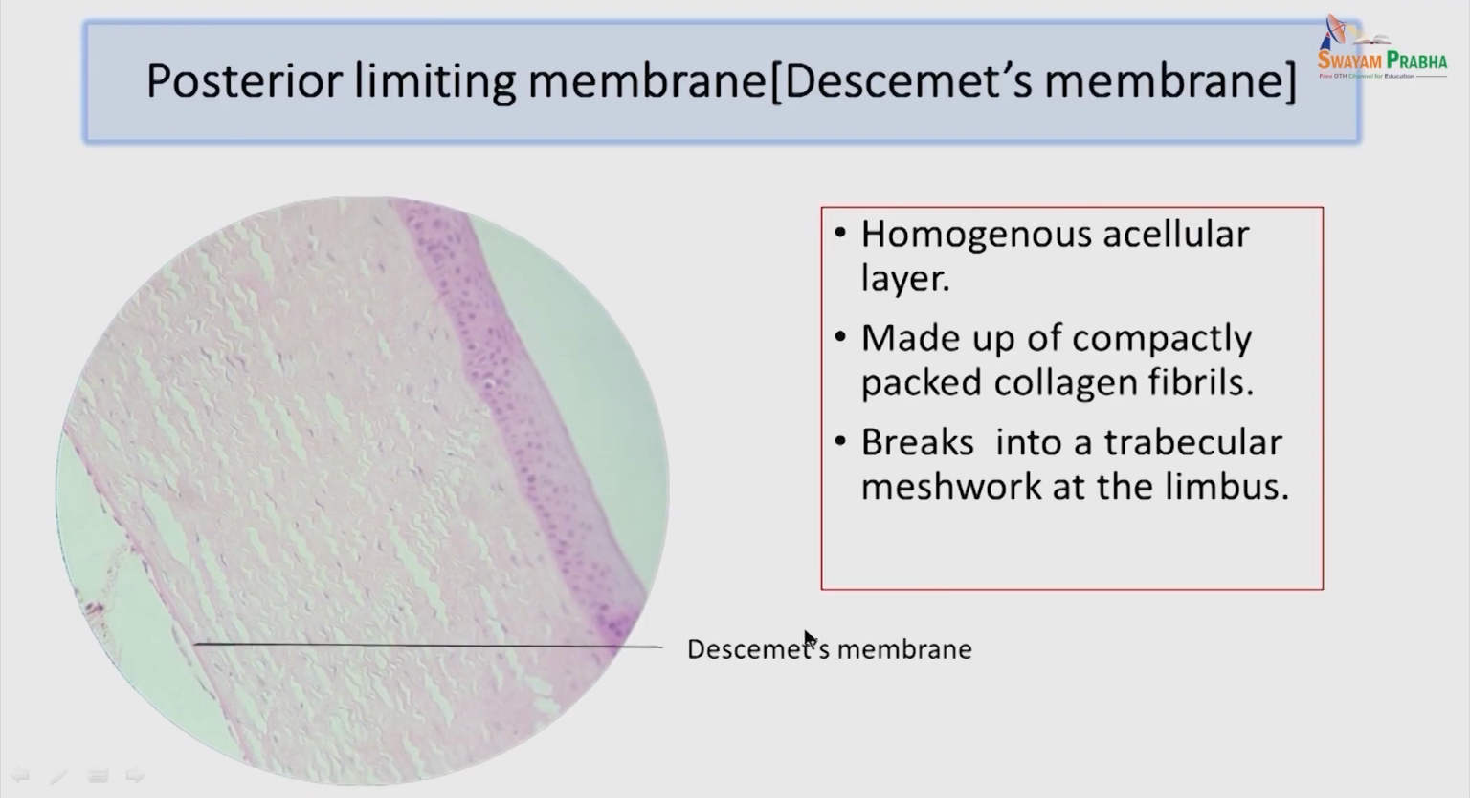Posterior limiting membrane, or Descemet's membrane, is homogeneous and acellular, made up of compactly packed collagen fibrils. It breaks into the trabecular meshwork at the limbus, that is, at the sclerocorneal junction. Here is the position of Descemet's membrane.